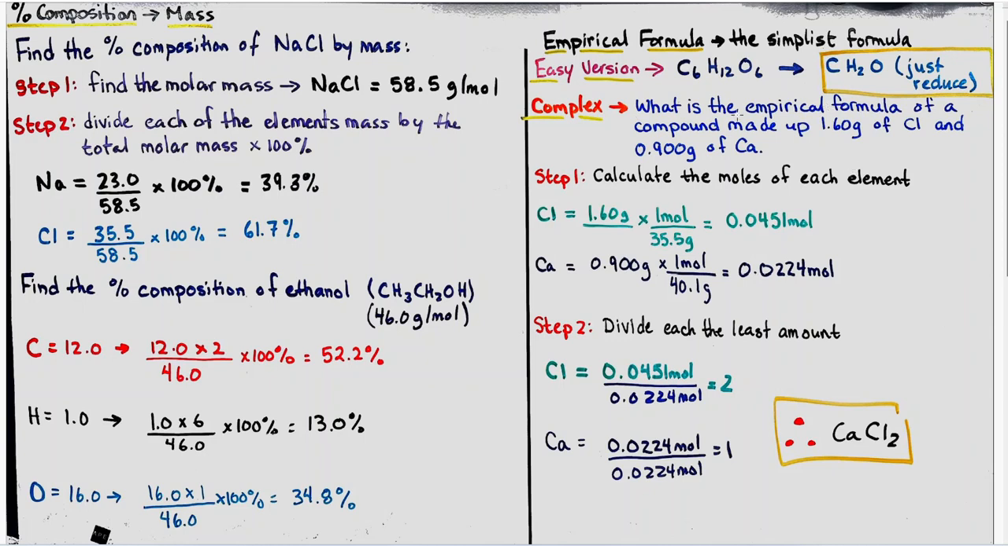So in this question, I'm looking for the empirical formula of a compound made up of 1.6 grams of chlorine and 0.9 grams of calcium. So first thing is I'm going to calculate the moles of each because we always compare moles. And then I'm going to divide by the least amount. So here I got 0.045 and 0.0224. This is the smallest amount here, the 0.0224, so I'm going to divide each by that. When I do that, for the chlorine I get a 2, and for the calcium I get a 1. So when I write the formula, there's 1 calcium compared to 2 chlorines.